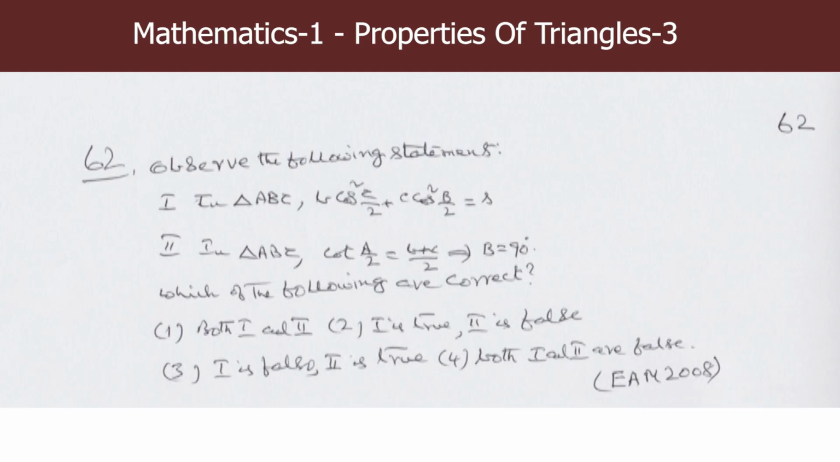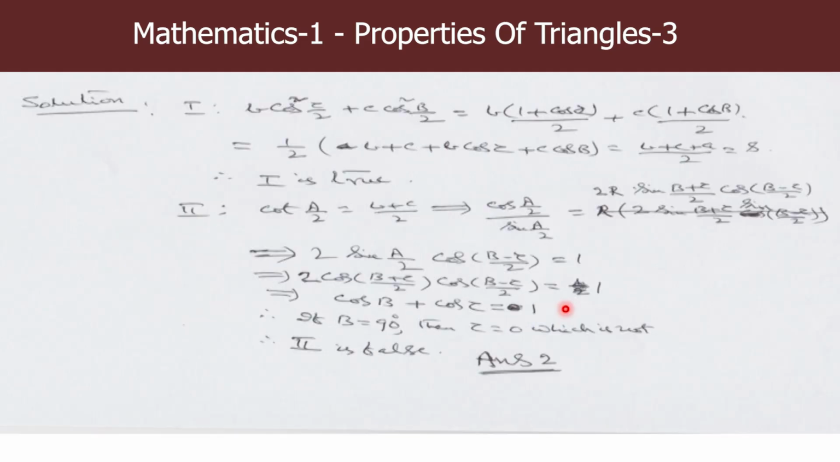What is the first statement? b cos²(C/2) + c cos²(B/2) is equal to b(1 + cos C)/2 + c(1 + cos B)/2. So that is half of (b + c + b cos C + c cos B), which is (b + c + a)/2, because b cos C + c cos B is nothing but a, by the projection formula. That is nothing but the semi-perimeter. So therefore, the first statement is true.